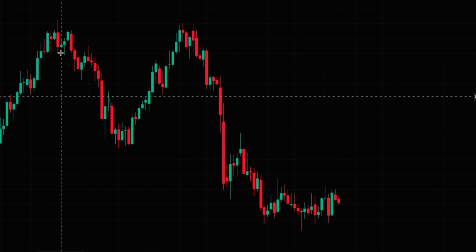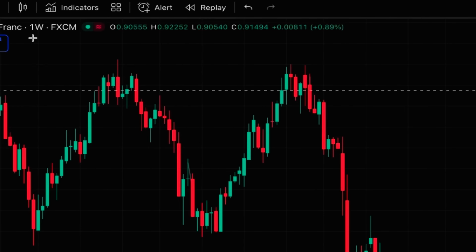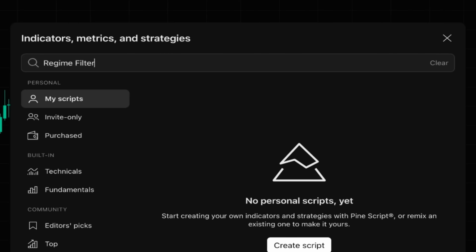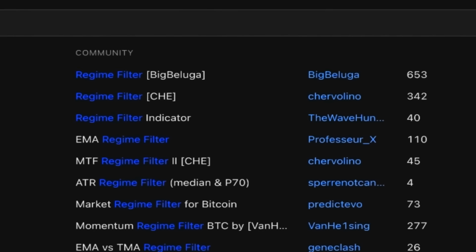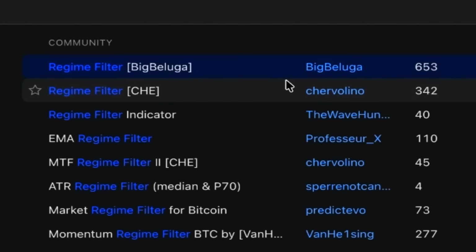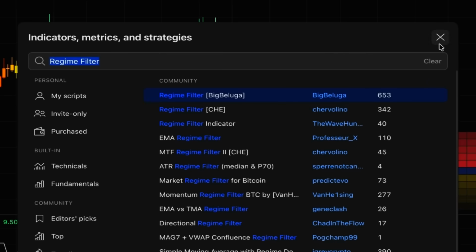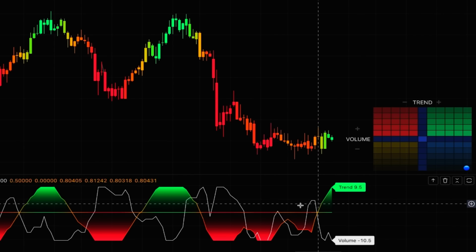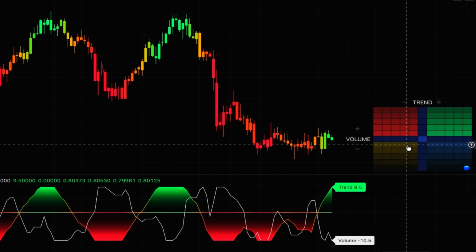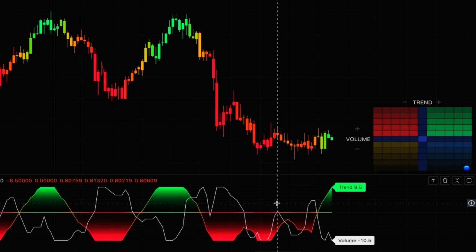Alright, to add this amazing indicator to our chart, here we click on indicators and we search regime filter, this one, which is a new indicator from Big Beluga. Alright, as you can see, the indicator is added to the chart. We have different components here, but don't worry because I will completely explain everything.